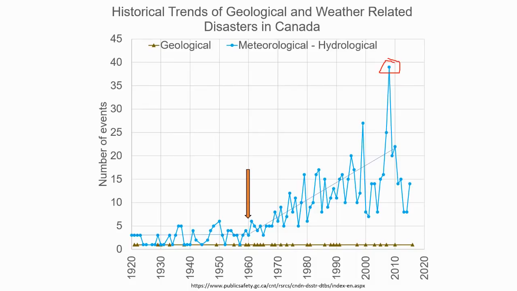So what this graph shows is the trend over time in Canada, particularly in meteorological, hydrological, and you could really put some of those climatological ones from the last slide in here, have increased over time. Now, think about that.